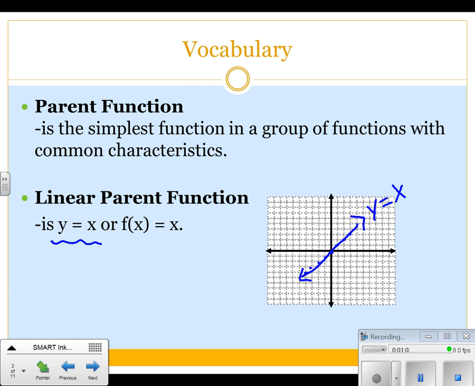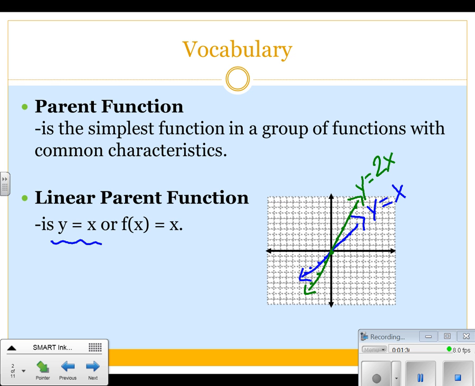Now what we're going to do is manipulate this parent function. So for example, if I was going to graph y equals 2x, it's going to look like this green line. This would be y equals 2x, where I've changed the slope. We see the rate of change has increased.